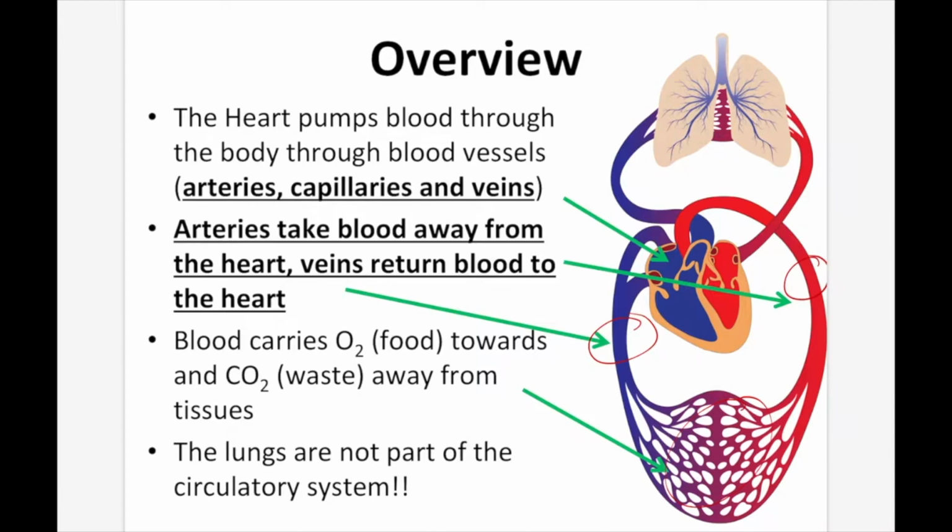Arteries take blood away from the heart, veins return blood to the heart, and capillaries are the thing that are going to transfer the oxygen and food to the tissues. Now, blood is going to carry oxygen, food, and glucose towards, and CO2 away from the tissues. So it's going to be very important. And the lungs, keep in mind, are not part of the circulatory system, although they do play a vital role in its function.